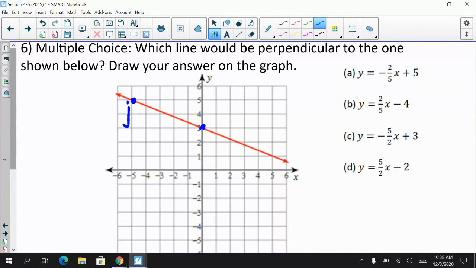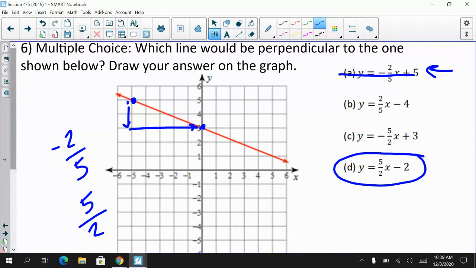Looks like I'm going down to the right 5. Down to the right 5 gives me a slope of negative 2/5. But I want the perpendicular slope. Line A would be parallel, but I don't want parallel, I want perpendicular. Perpendicular is the opposite reciprocal. So flip it over and take the opposite, so the negative becomes positive. So which answer has a slope of 5/2? That would be choice D.